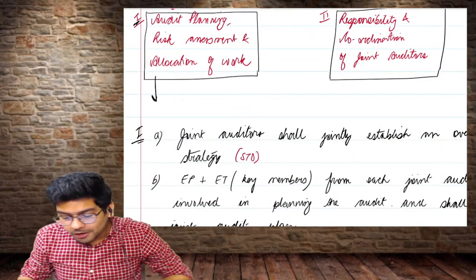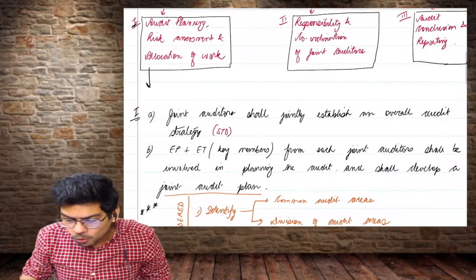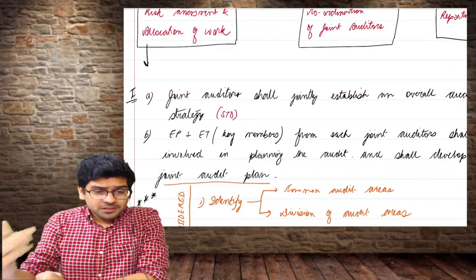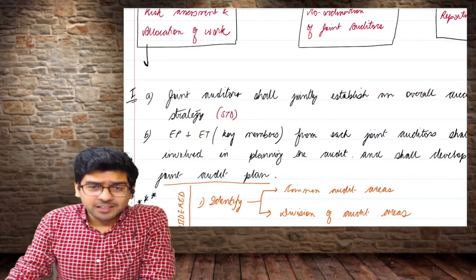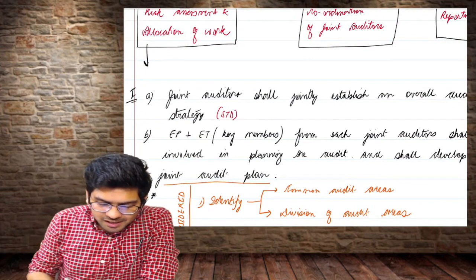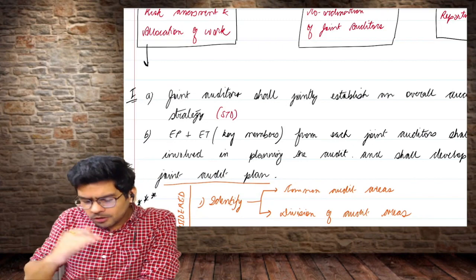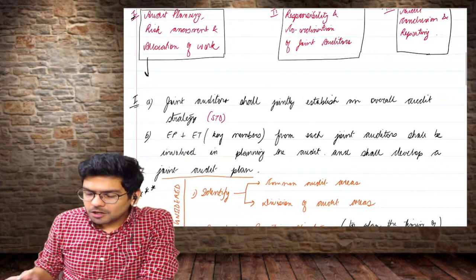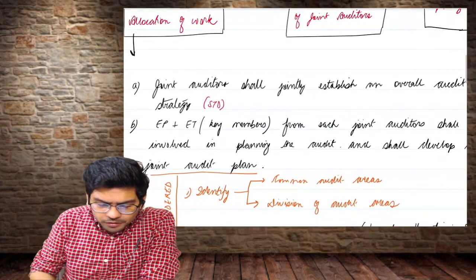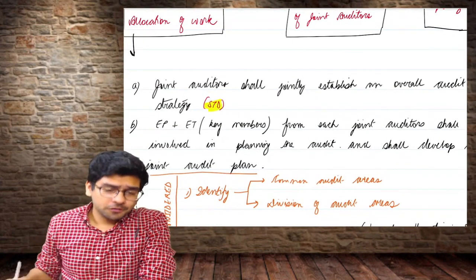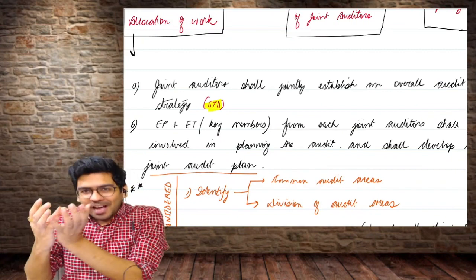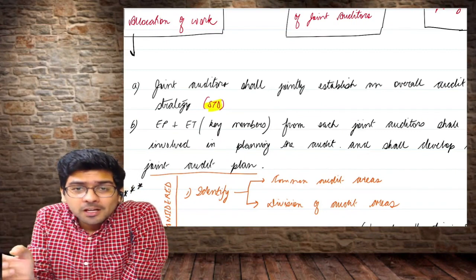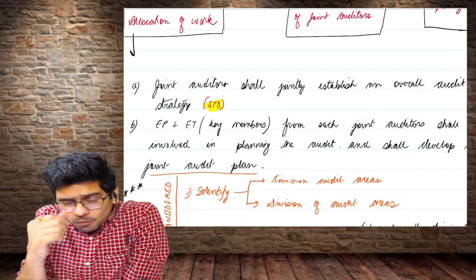Joint auditors shall jointly establish an overall audit strategy. We discussed the concept of audit strategy in SA 300. All the joint auditors together are going to discuss and establish an overall audit strategy, which covers the scope, time and direction of the audit. And ultimately, when we have a strategy, it helps us in planning also. It gives us guidance in audit planning. So who is going to be engaged in audit planning? See what I have written here.